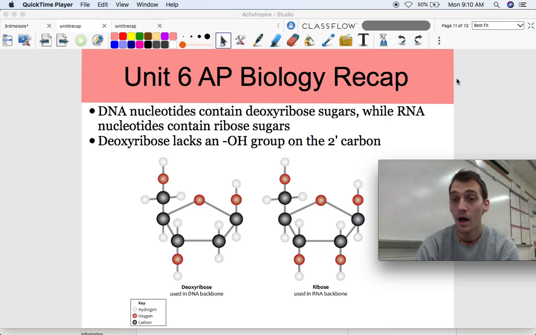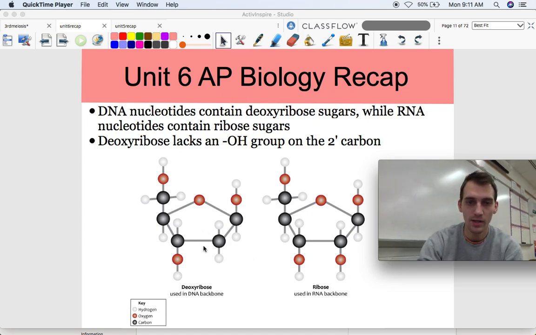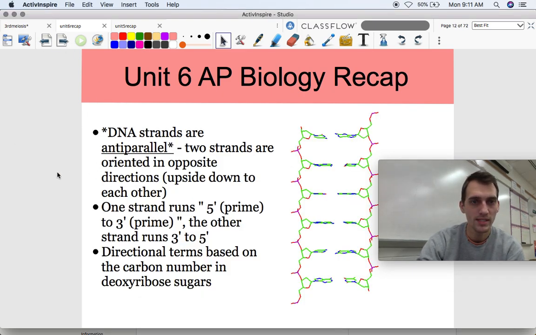Deoxyribose lacks what's called a hydroxyl, or an OH group, on the 2' carbon. So here's a very clear difference between deoxyribose and ribose. So why do we call it deoxy? Well, because there's 1 less oxygen here on the 2' carbon. Here's the 5' carbon, here's the 3' carbon, here's the 2' carbon, and that's another difference between DNA and RNA. And again, we covered that in 1.6.